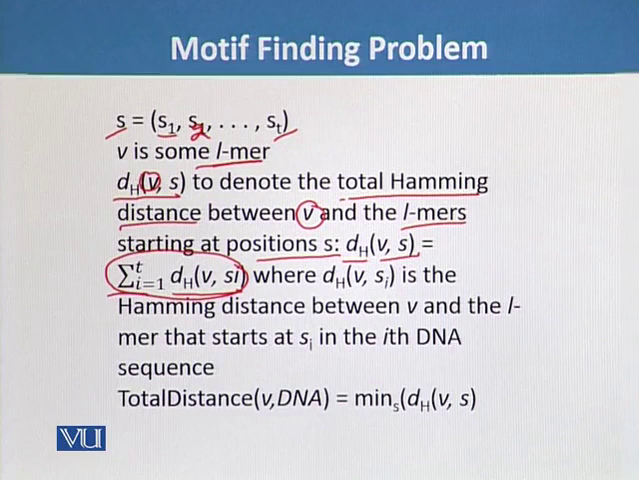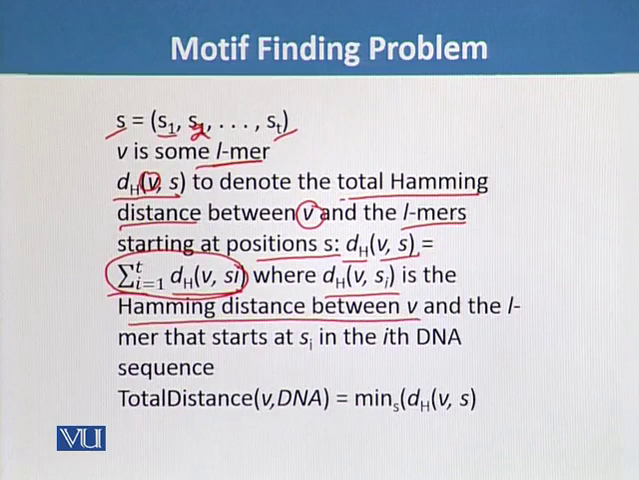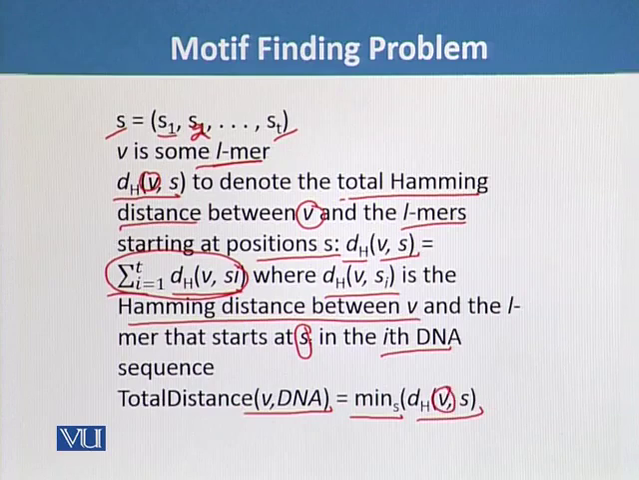So in this equation, d_H(V, s_i) is the Hamming distance between V and the l-mer that starts at a very specific position s_i. s_i could be any number in the ith DNA sequence, ith meaning a specific DNA sequence. So we will get the total distance of V from DNA, that is the minimum over s of the Hamming distance of the V-mer that starts at position s.